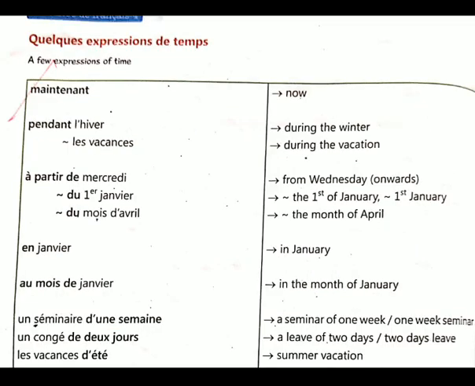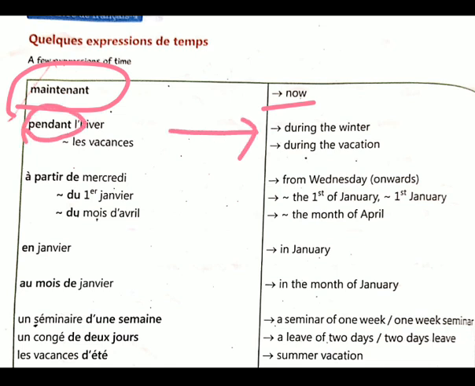So move on to the next page. Quelques expressions de temps, a few expressions of time. First is maintenant. Maintenant means now. The English meaning is also given here. Pendant. Pendant means during. These are the time expressions.